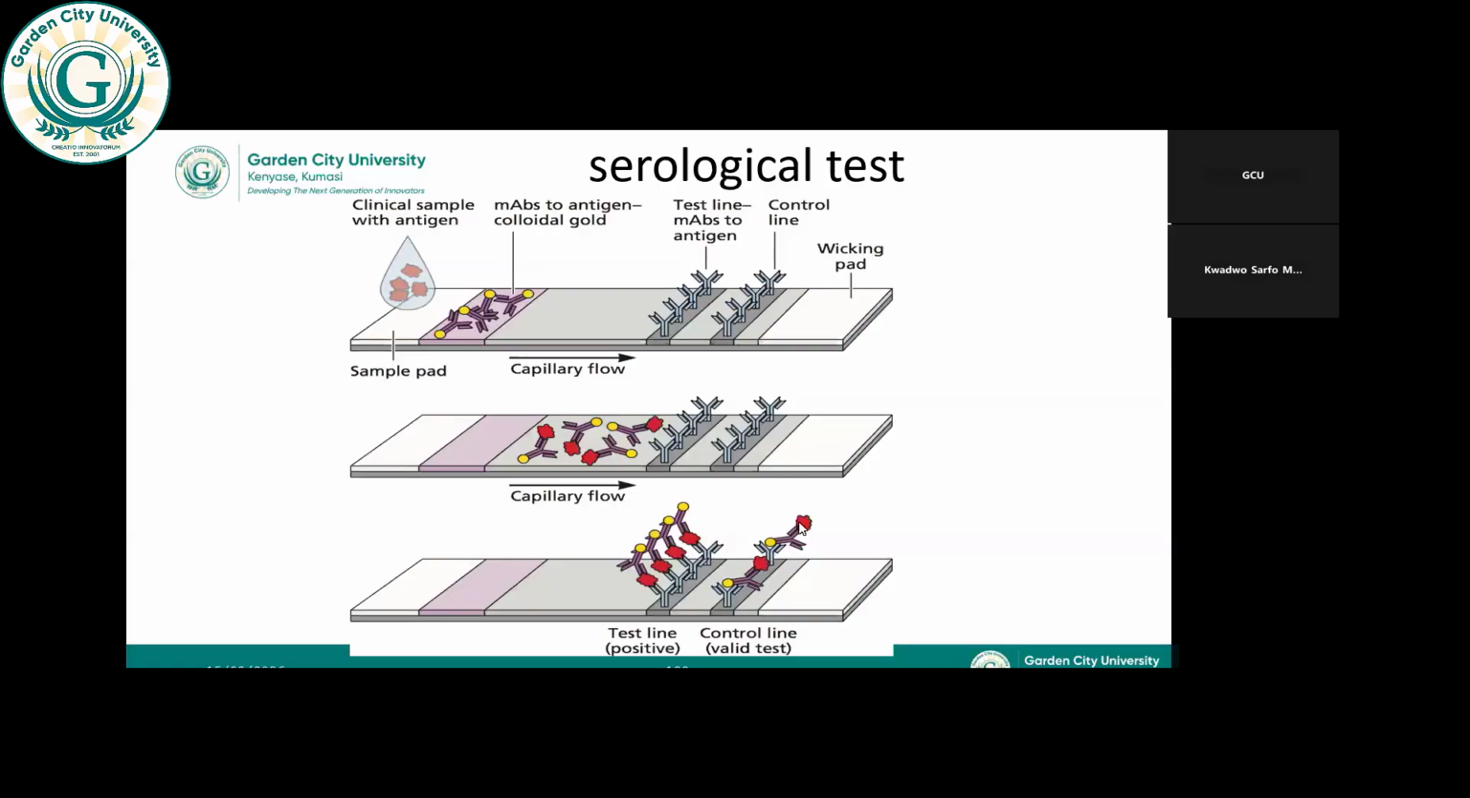That's why always the test line will show positive, because this one is monoclonal antibody. This one is the anti-immunoglobulin. So it binds to this one. So that's why the control line, sorry, is always positive. But the test line has to bind to the antigen. The red has to bind to this one for us to see that it's positive.